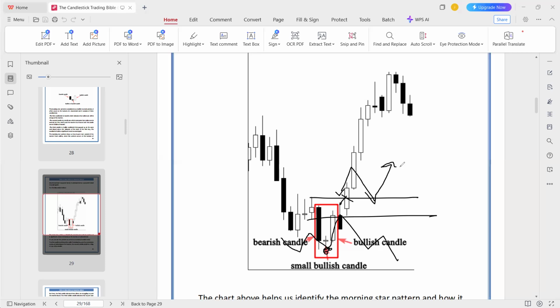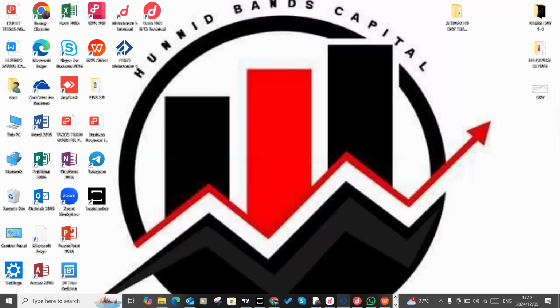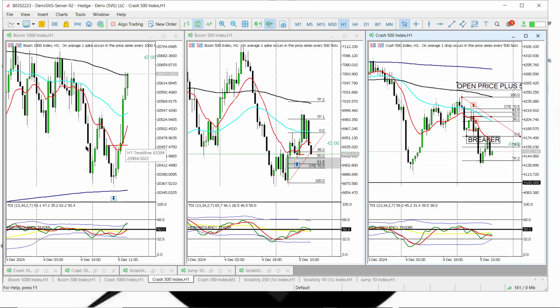So I'm going to quickly jump into the charts so that I can show you guys the example. So the example is on synthetic indices. These are the assets which I was looking at today. I was looking at Boom 1000, I was looking at Boom 500, and I was looking at C500. So more examples will come as the days progress, as we look into currencies, stocks, and indices as well. But today I just wanted to give a quick example on the synthetic indices.